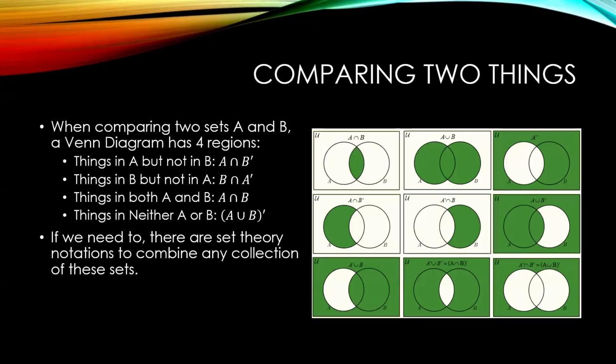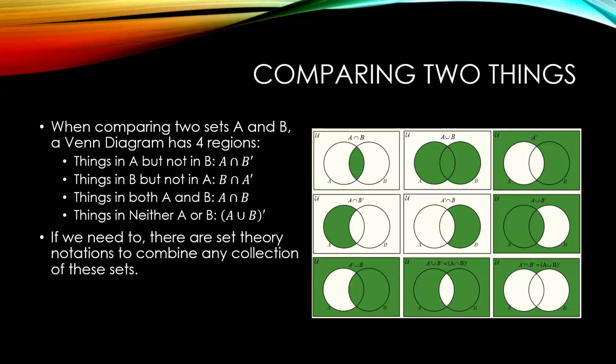When comparing two sets A and B, a Venn diagram has 4 different regions, and we can kind of see it here. We have the stuff which is in A but not in B. We have the stuff which is in B but not in A. We have the stuff which is in both A and B. And then we have the stuff which is not in A or in B. That's usually on the outside.